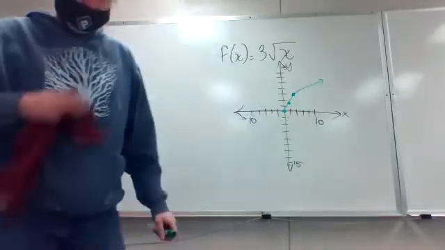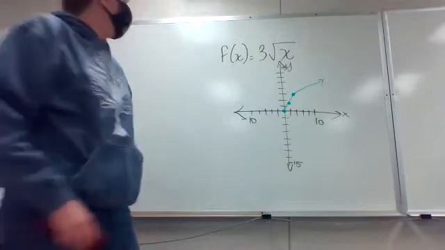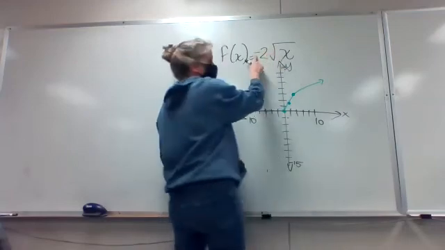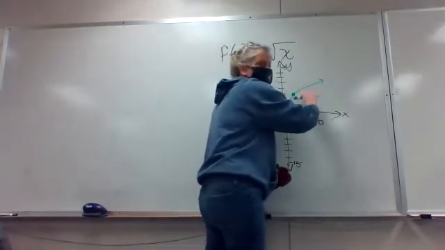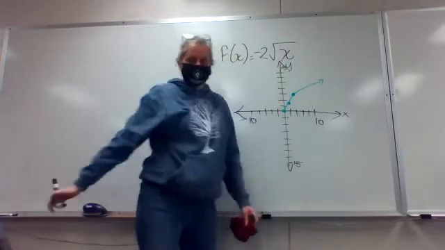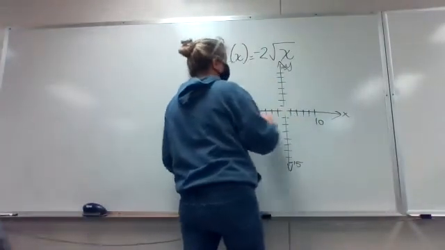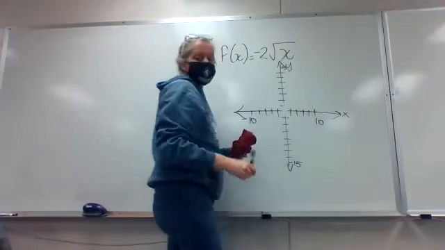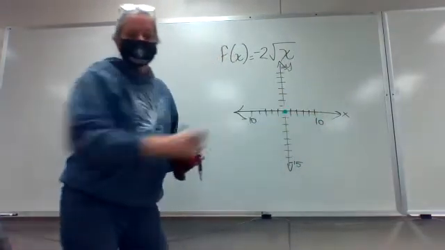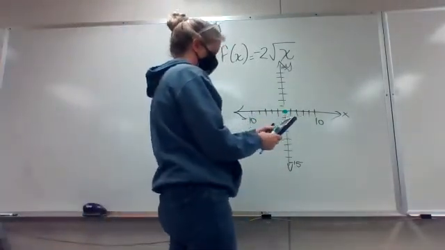On number 3, this one is f of x equals -2 square root of x. So what do you think this is going to do to this square root shape? It's going to flip it, right? Since the square root is negative, it's going to flip it upside down. It's still going to start at 0, 0, since that's just x, but it's going to flip on the other side. It's going to reflect across the x-axis.